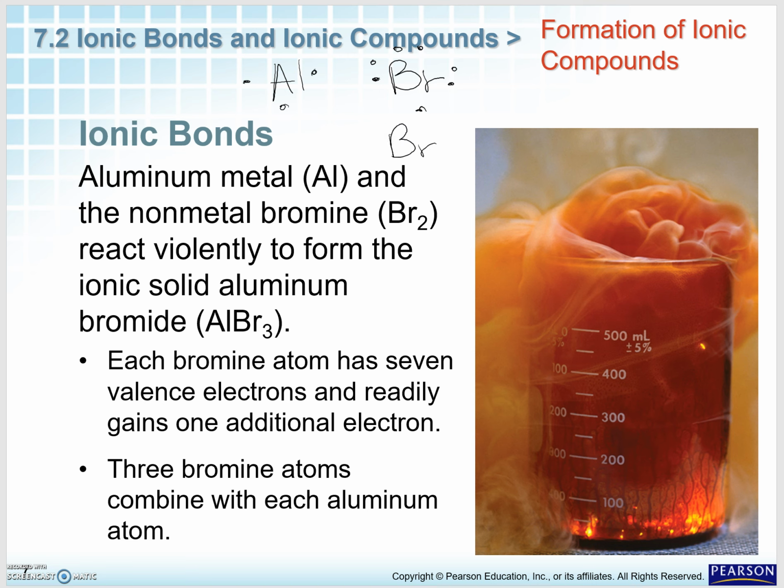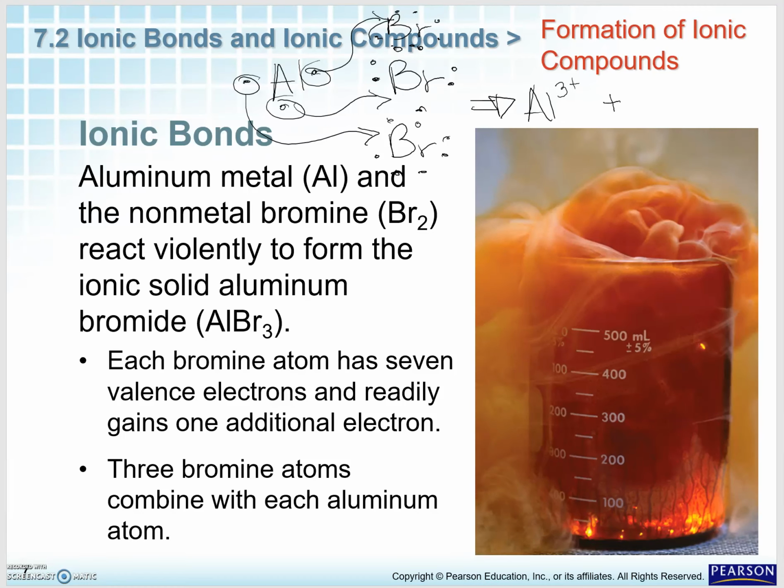So if you were to draw 3 bromides, you would be able to see exactly where each valence electron from aluminum would be donated. And that will give you your new compounds of your cation aluminum with a 3+ charge, and your 3 bromides, each having their own full octet and having that negative charge.